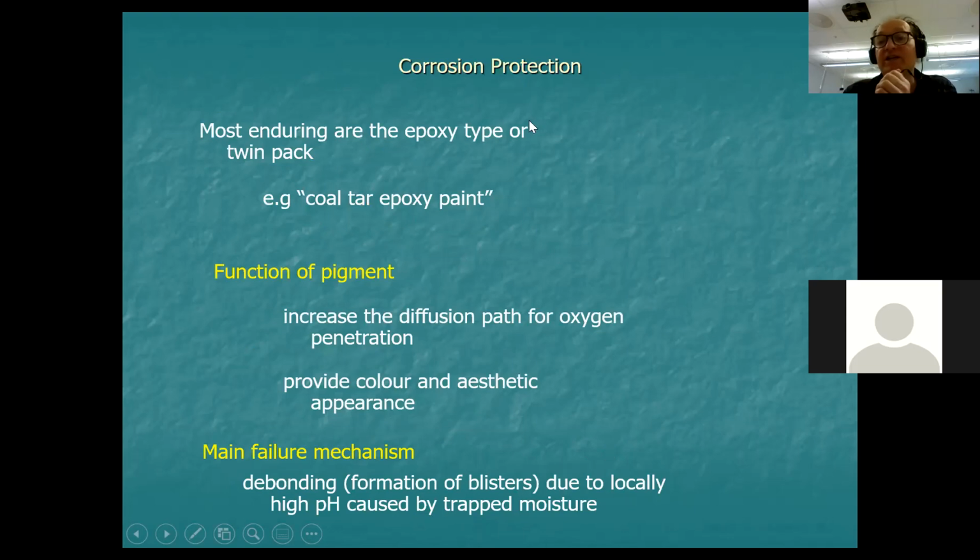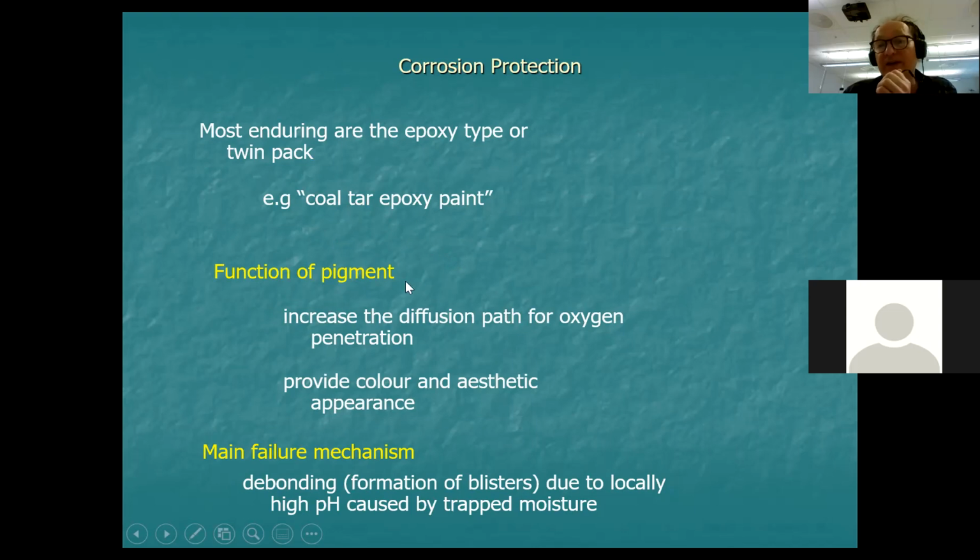The most enduring type of paint that you can get these days is the epoxy type. As I just mentioned, the twin pack, the ones you mix together, because they are much more durable than the regular paints because of the way the cross-linking occurs in the polymerization process. And sometimes these have names. They might be called coal tar epoxy, for example, because they're made from coal tar.